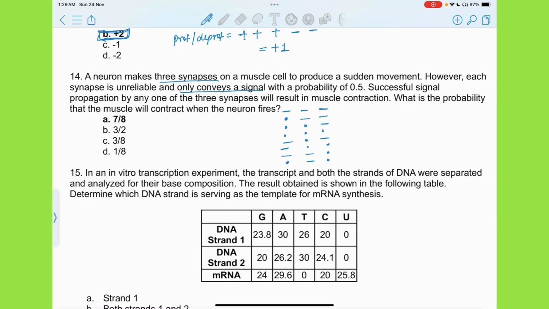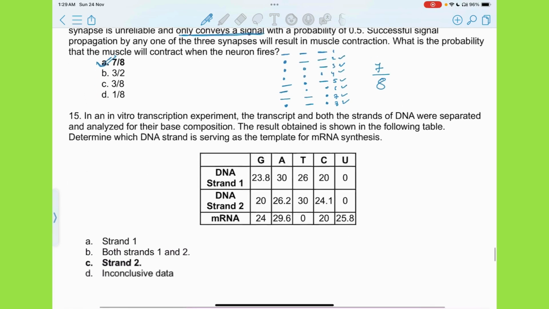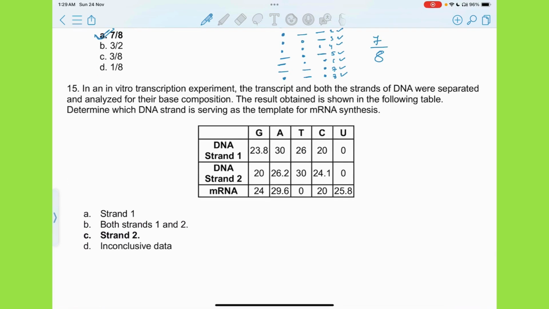So we see that the total combination here is 1, 2, 3, 4, 5, 6, 7, 8. So 8 is the total number of events happening, and what all are the successful ones, because only one conveys. So this one gives a signal, this one, this one, this one, this one, this one. That is 7. So the option is 7 by 8. And now, move to the next question.